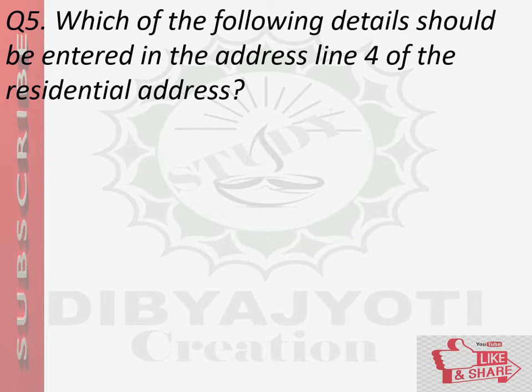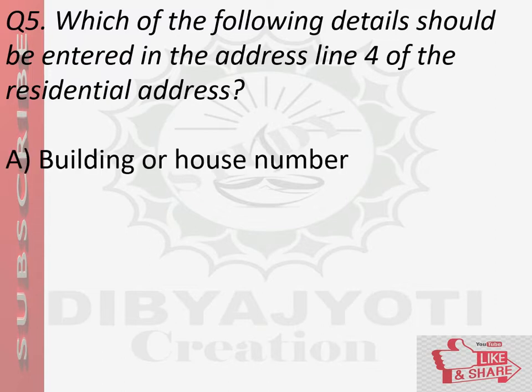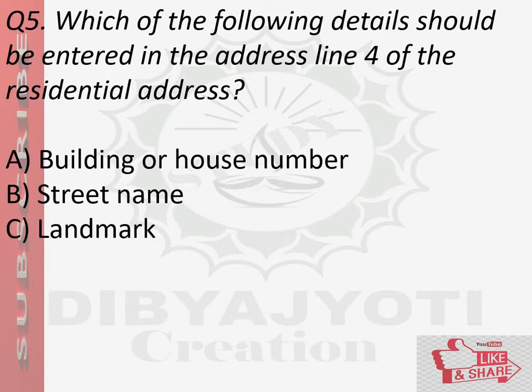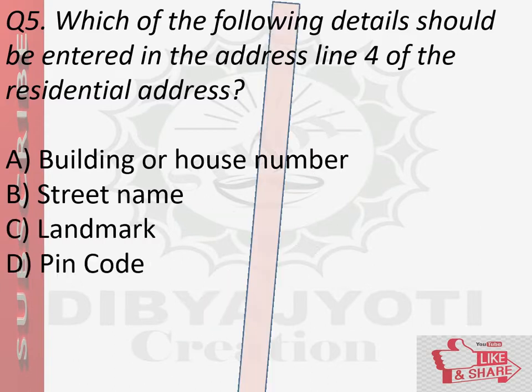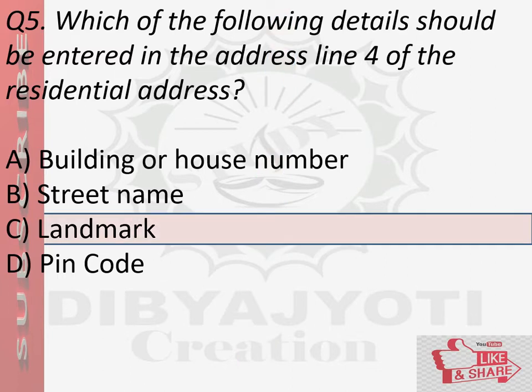Question number 5. Which of the following details should be entered in the address line 4 of the residential address? Options are: option A, building or house number; option B, street name; option C, landmark; option D, pin code. And the answer is option C, landmark. In address line 4, the landmark is entered.